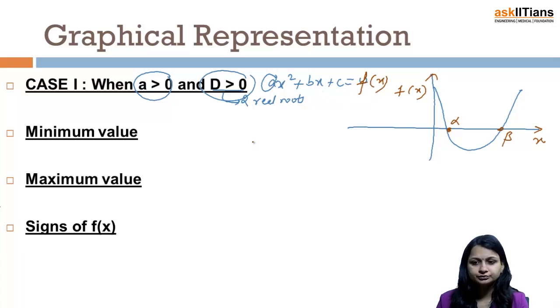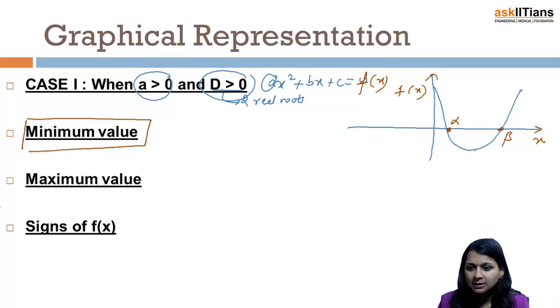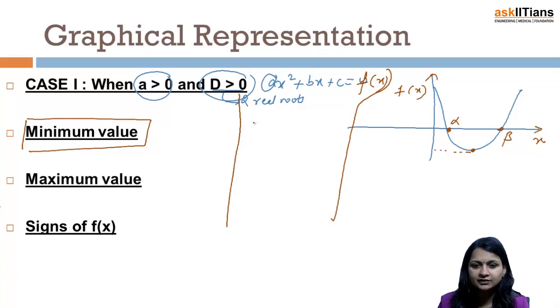Now I want to understand the minimum value. What will be the minimum value? You can see that the minimum value occurs at this particular point. Now what is this point at which the minimum value occurs? Let's try to find out. I have the equation ax² + bx + c, so let me analyze this. If I take a common, it becomes x² + (b/a)x + c/a. Now I am trying to make it a perfect square.